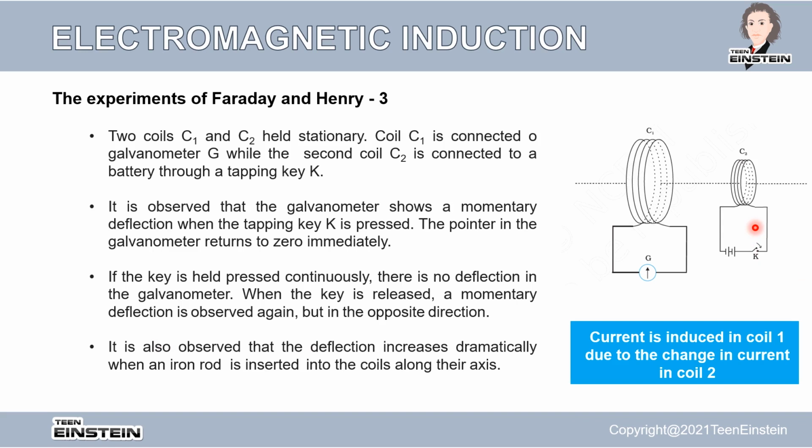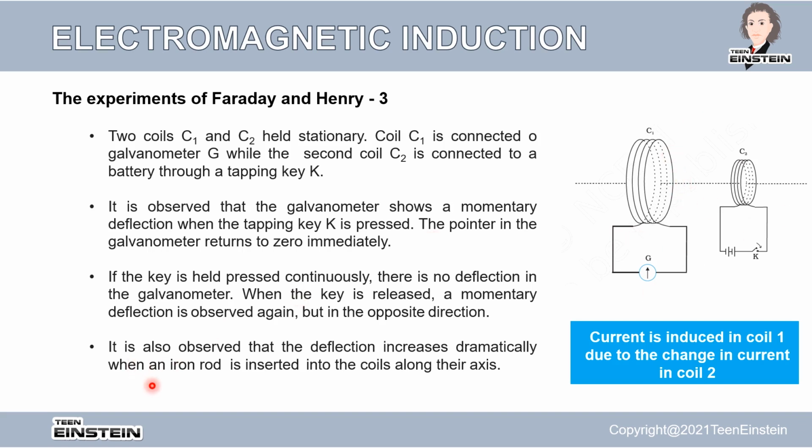So in both these situations, whenever there is a change in current only, you are seeing a deflection in the galvanometer. What do I mean by change in current? When the current is changing from 0 to I or I to 0, then you are seeing a change in the galvanometer attached to the first coil.